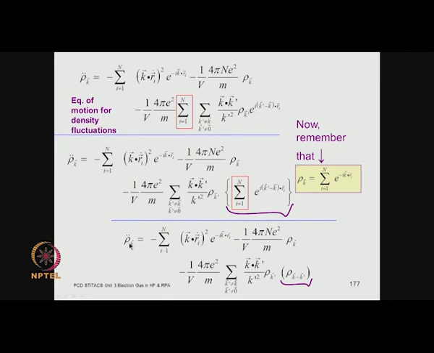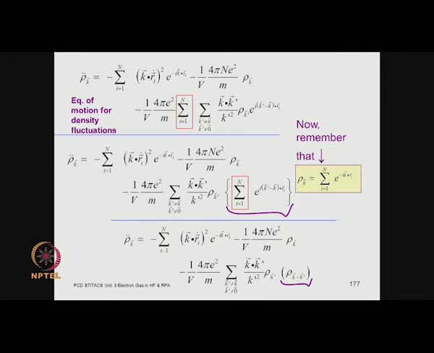Now this is the equation of motion for the Fourier component. This is the second derivative with respect to time of the Fourier component rho k, and this has all of these terms 1, 2, 3. Now this looks messy, but we are going to develop an approximation, which is the random phase approximation, which will help us write this equation in a very simple form. You can already see the simplest form that you can extract from this.